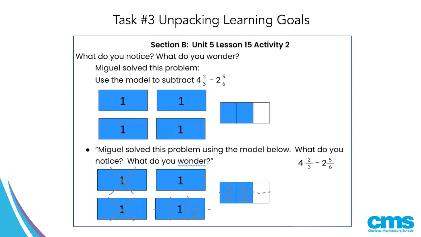We can remove the 2. 4 2/3 minus 2, and then what we had left was 2 wholes and 2/3. Then we needed to subtract 2 2/3 minus 5/6, because we still have to remove the 5/6 part. But now we need a common denominator. So we partitioned our model so that we had 2 4/6 minus 5/6.